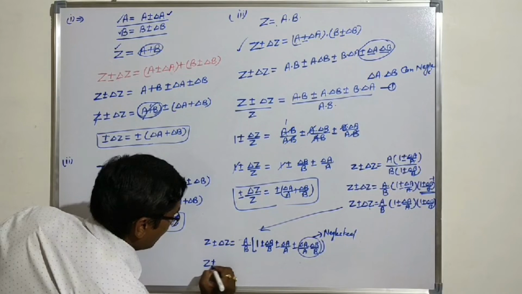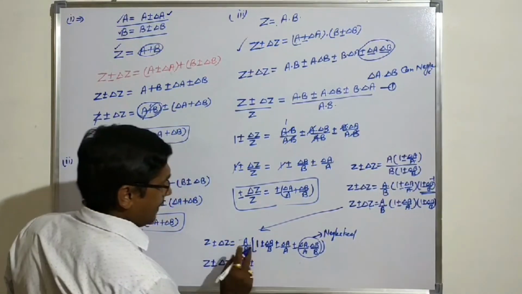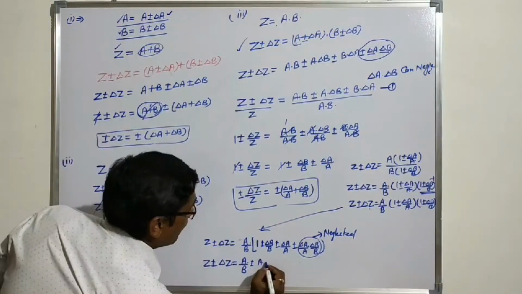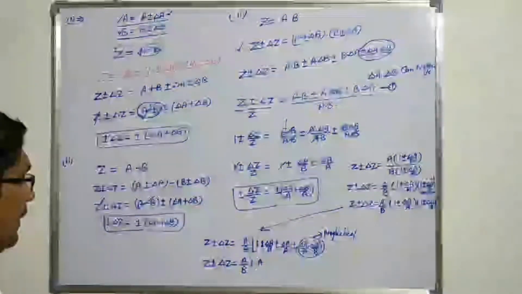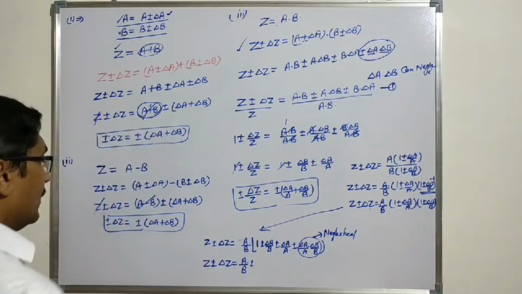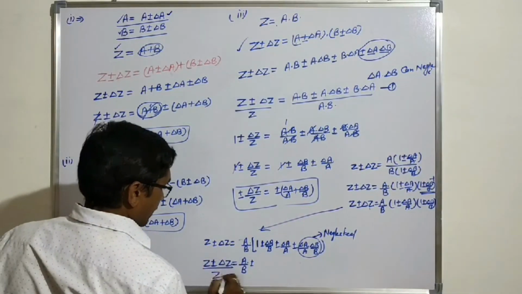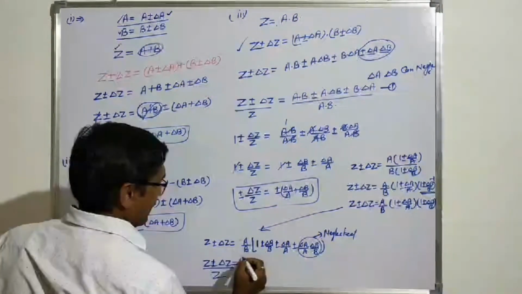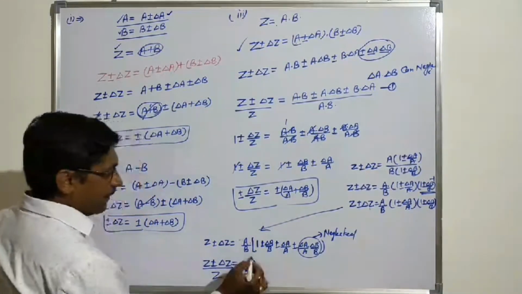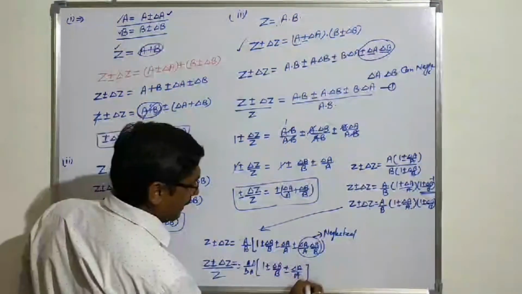Then we can write z plus or minus del z is equal to a upon b, and this term is divided by z, so this whole value is cancelled, a upon b divided by a upon b. 1 plus or minus del b upon b plus or minus del a upon a. So cancel.